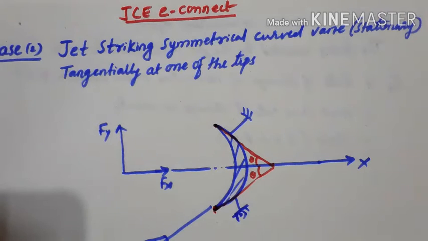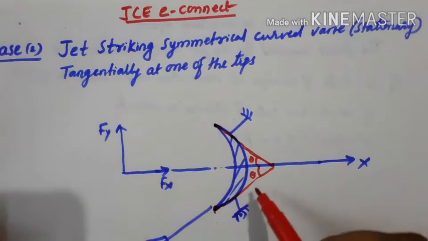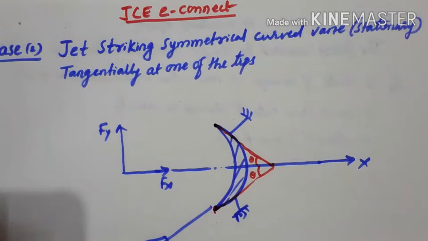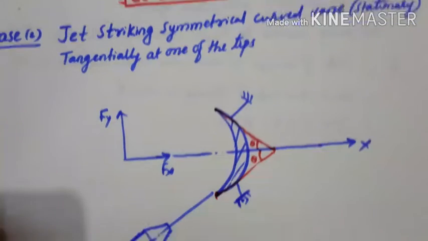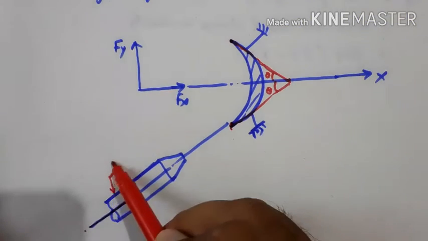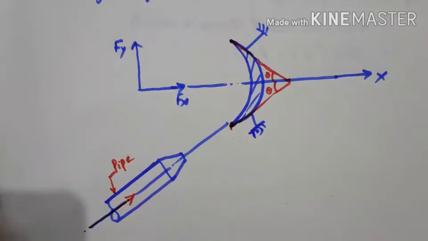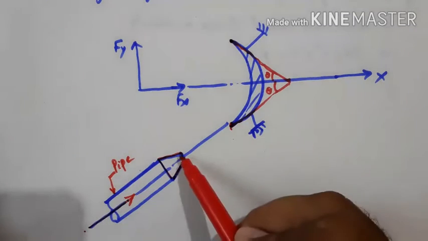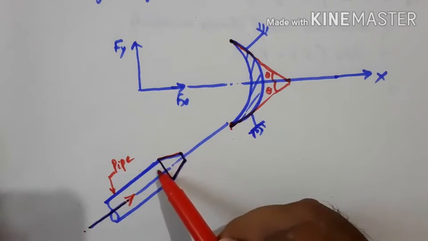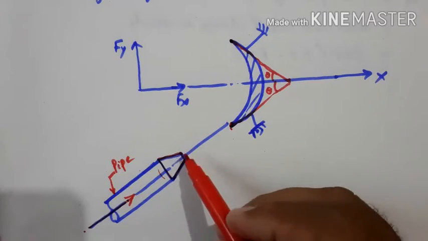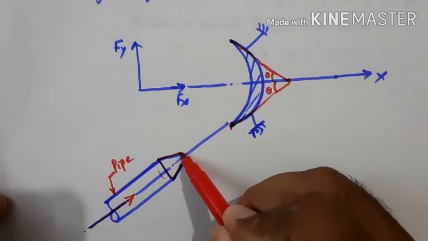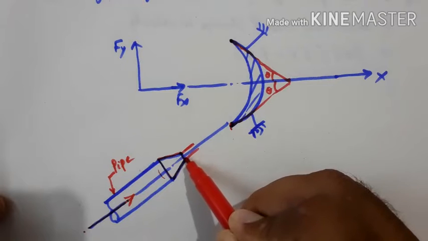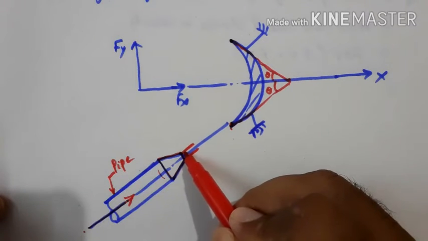Here the water is flowing through a pipe. Again, at the end of the pipe, a nozzle is fitted. This is the nozzle. Just to increase the kinetic energy of the liquid, a nozzle is fitted here. And when the liquid comes out from the nozzle, it will be coming out as a high velocity jet.